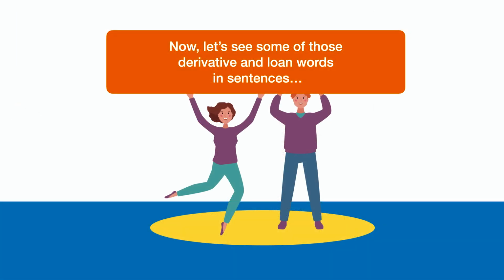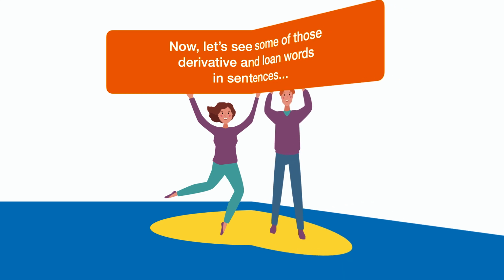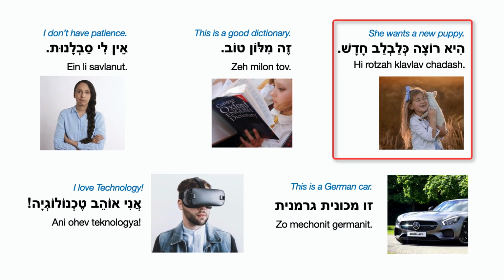Let's see some of those derivative and loan words in sentences. She wants a new puppy. היא רוצה כלבלב חדש. כלב, dog, כלבלב, puppy.